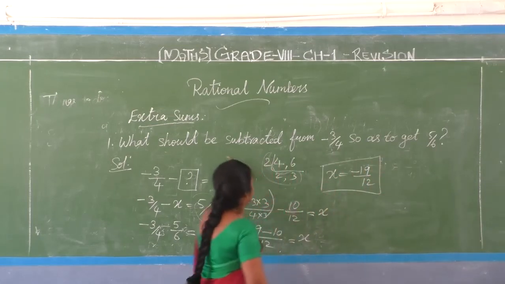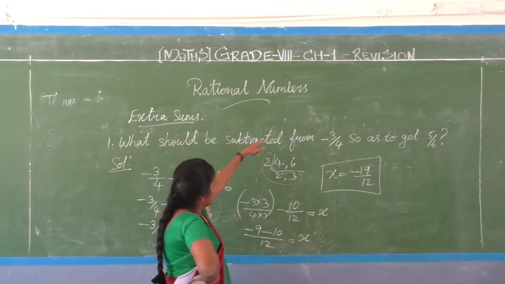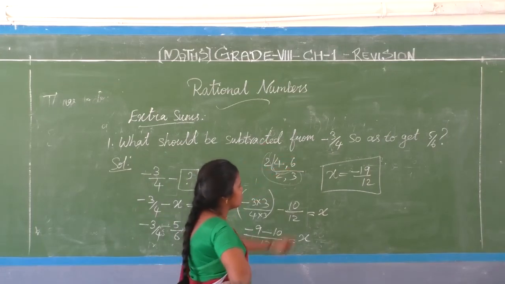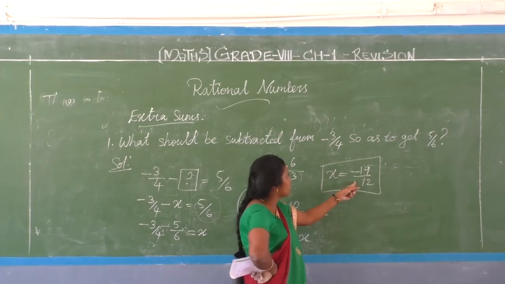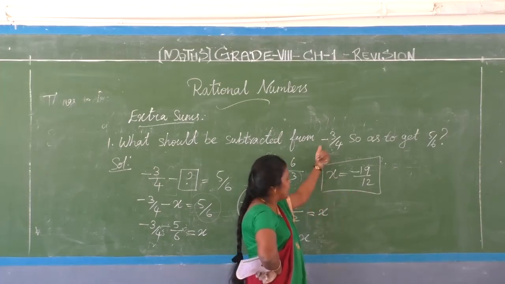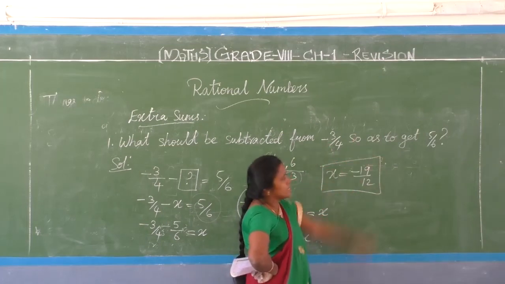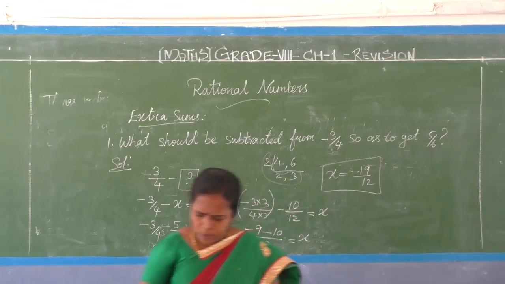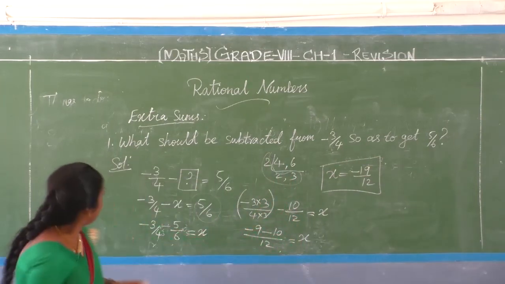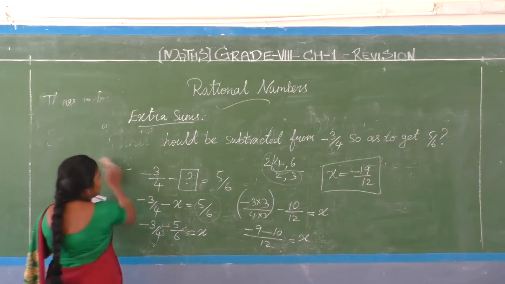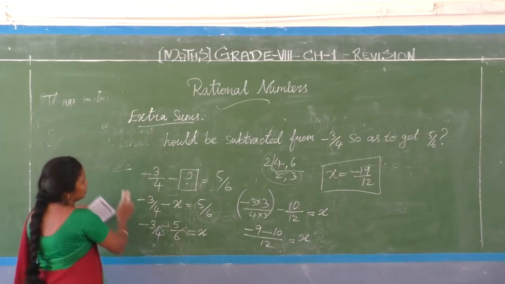So what is the question? What should be subtracted from that so as to get this? So this is the required rational number to be subtracted from minus 3 by 4 to get the answer 5 by 6. Clear? Like this is the last question. So children, you have to copy this also in your classroom note.